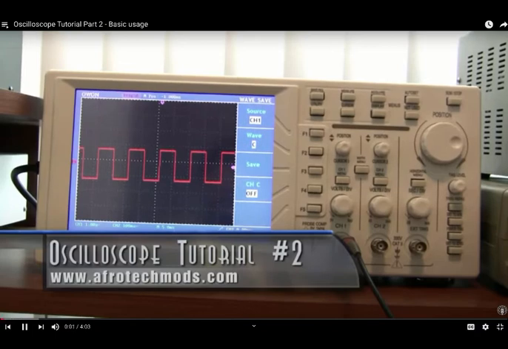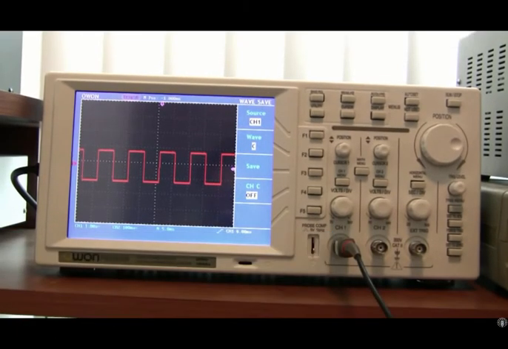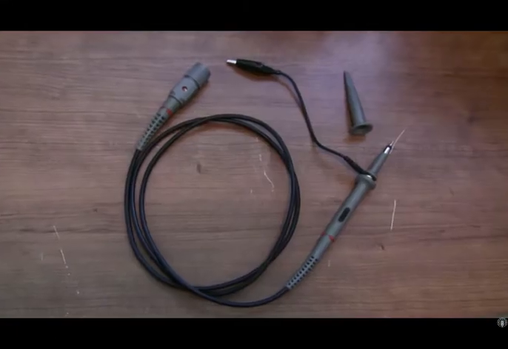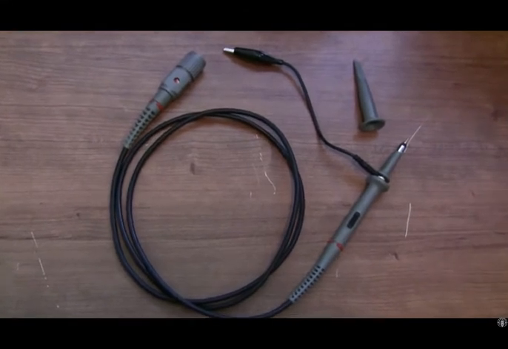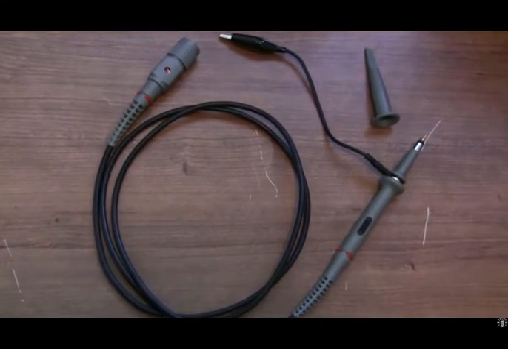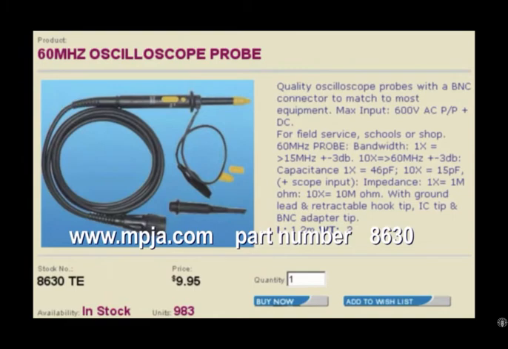This is the second part of my oscilloscope tutorial showing you how to measure stuff with an oscilloscope. The first thing you're going to have to play with is your oscilloscope probe. You should have gotten one with your oscilloscope, but if you didn't, you can get one for $10 from mpja.com.